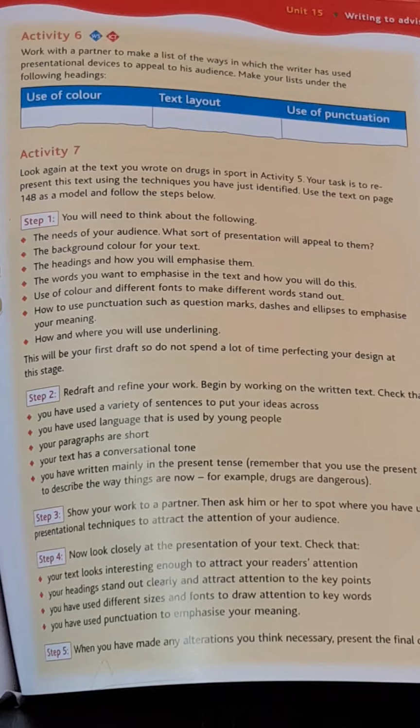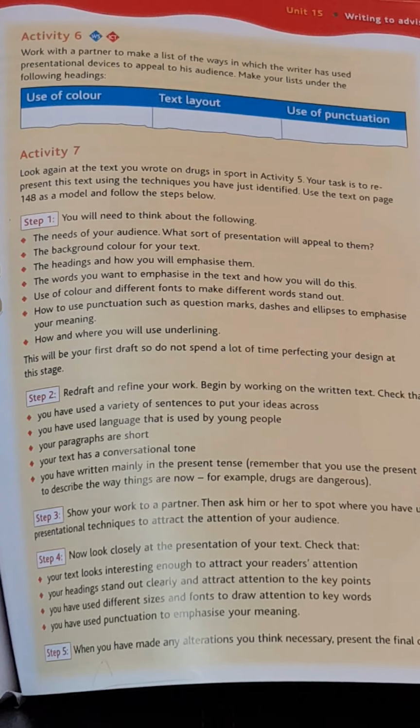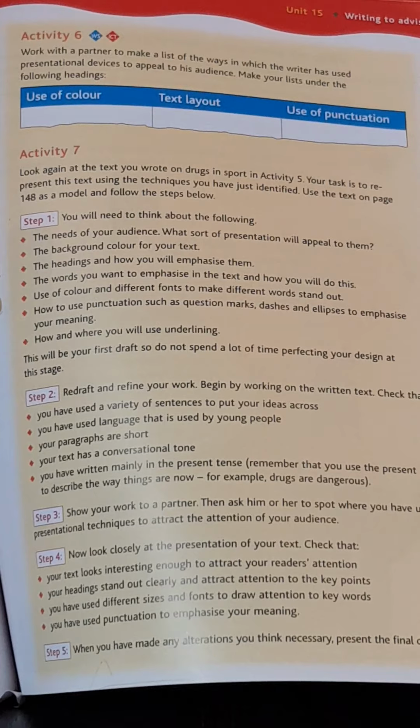So think about different ways in which colour has been used, different ways in which the text has been laid out on the page. So thinking there about things like paragraph sizes, fonts, and also the use of punctuation. How has the writer used punctuation to appeal to a teenage audience? Okay, so you should spend probably 5 to 10 minutes looking back at the piece of writing and thinking about how colour, layout and punctuation have been used to help this piece of writing appeal to the teenage audience.